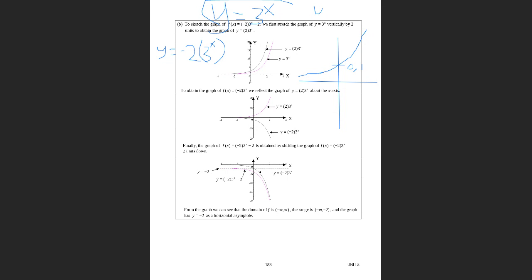This is just like the translation of graphs we did in Unit 3 when we met during the face-to-face on campus. For example, when you have y equals 3 exponent x, if you negate the x, the graph will reflect. For instance, the original graph is like this.